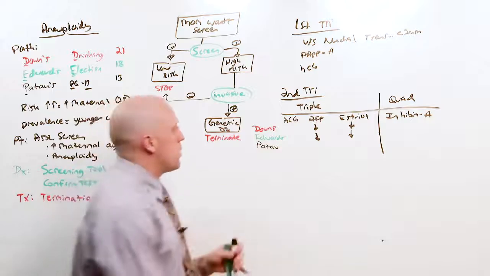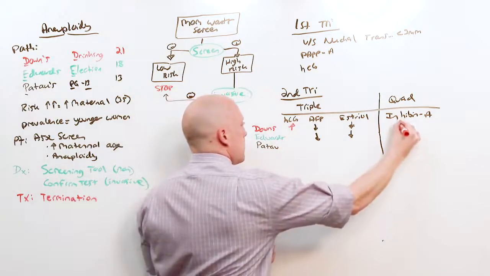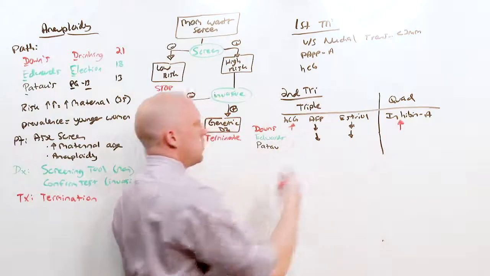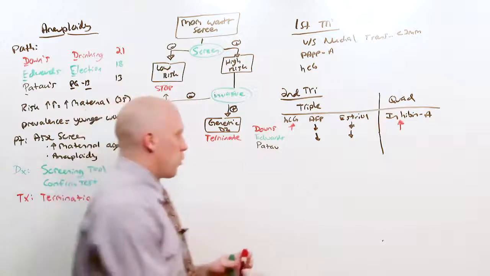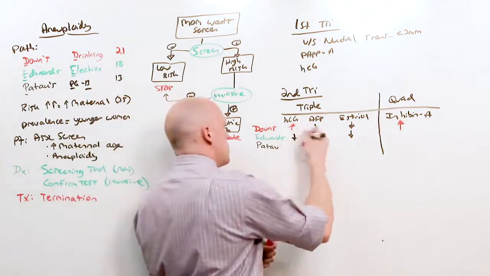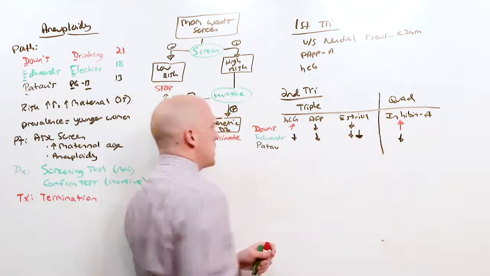Downs is up. The remaining 2, HCG and inhibin A, will be elevated. In Down syndrome, Downs is up, HCG and inhibin A are elevated. Edwards is the other one, so it will be down for HCG and down for inhibin A. Also note that estriol levels are significantly low.